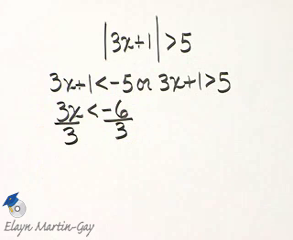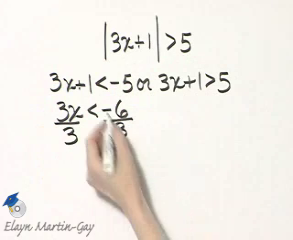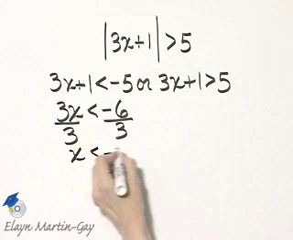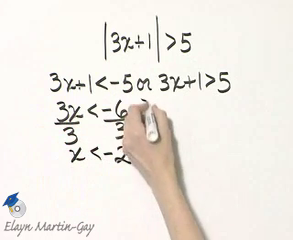I'm dividing by a positive number so I don't change the direction of the arrow or the inequality symbol, and I'll have x is less than negative 2.